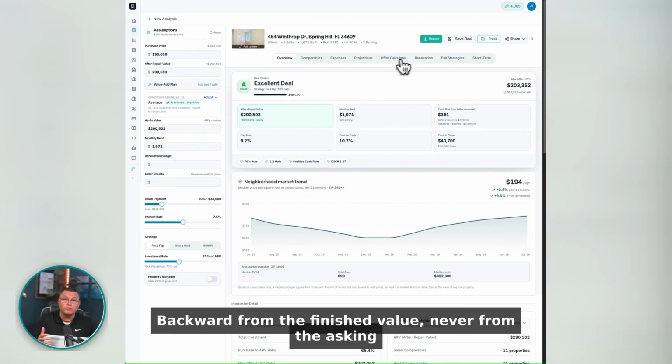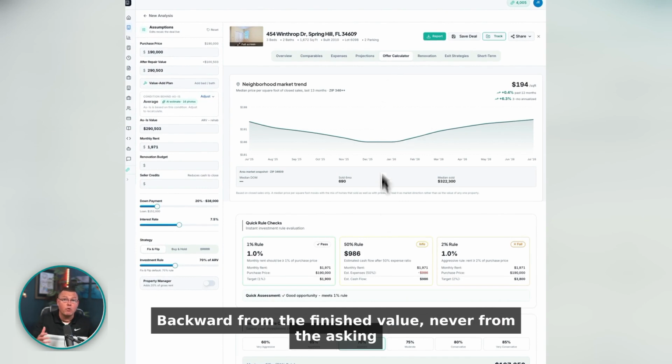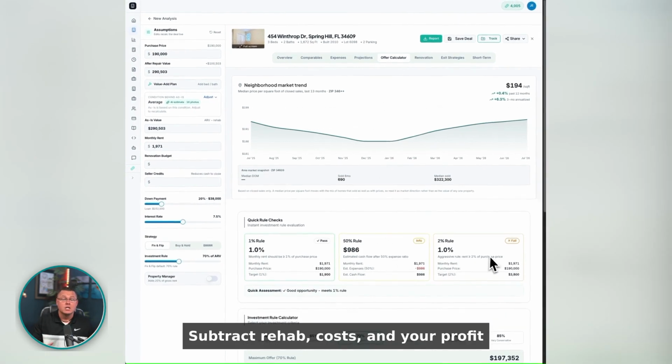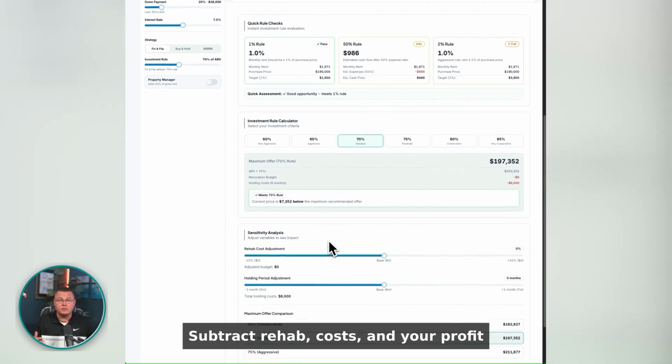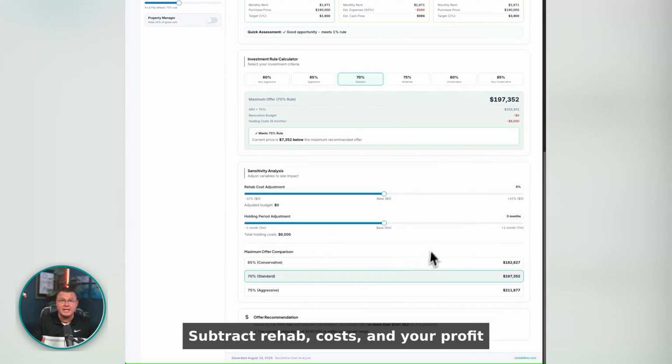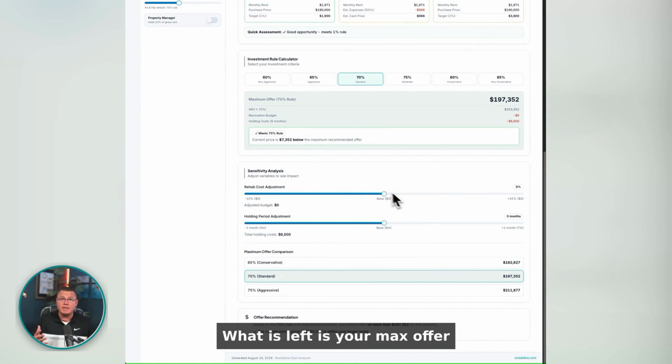How do you determine your max offer on a house? You work backward from what the property is worth finished. You never work forward from what the seller is asking. Start with after repair value, subtract rehab, subtract carrying costs, financing points, closing costs on both ends, and the commission you pay when you sell. Subtract the profit you need for taking the risk. What is left is your max offer.